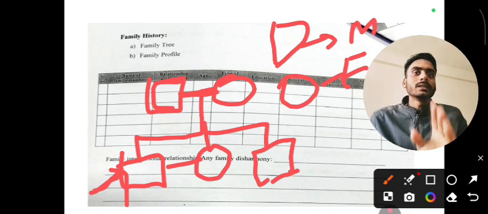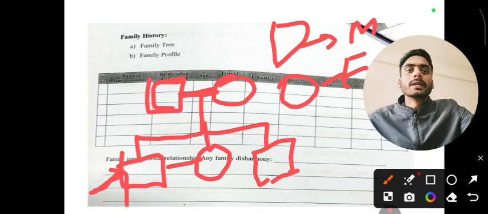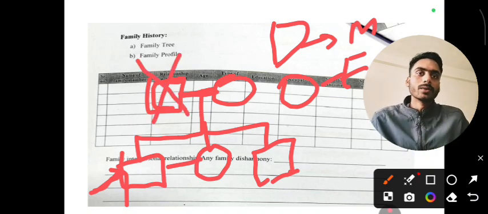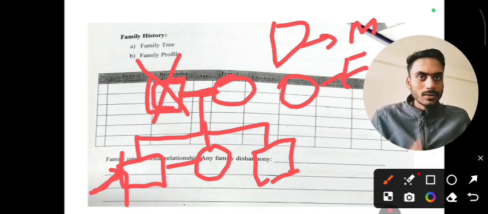Okay, so this is the family tree. You can draw like that. If the patient's father has died, you just cross here. Okay, so this means the father has died. So this is the basic thing. I hope you just learn and draw the family tree.